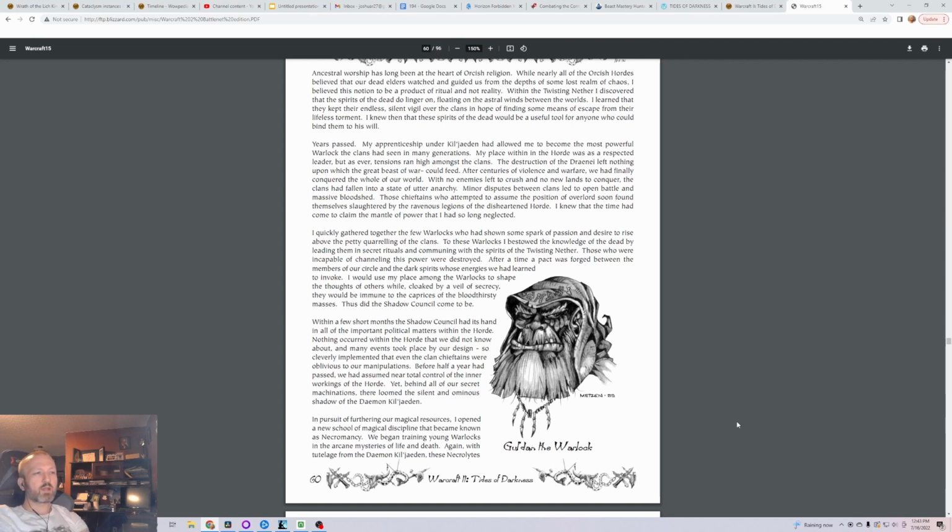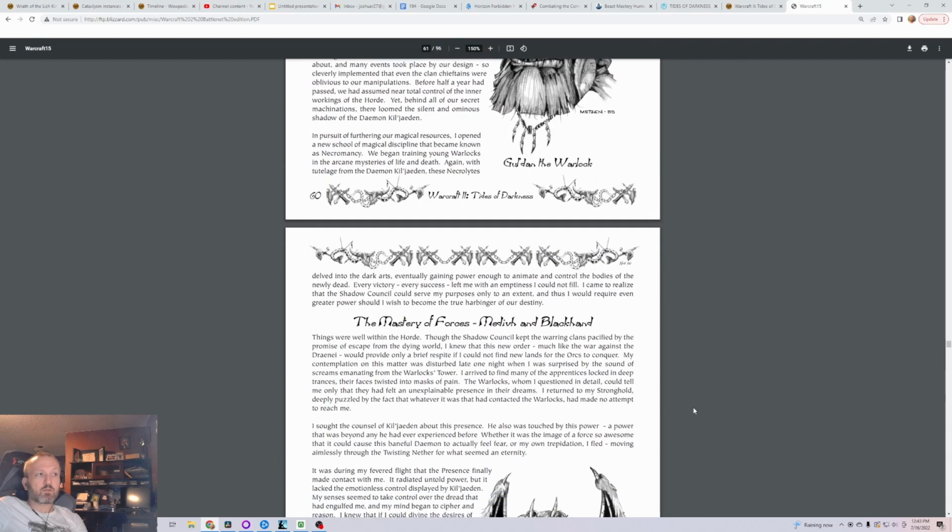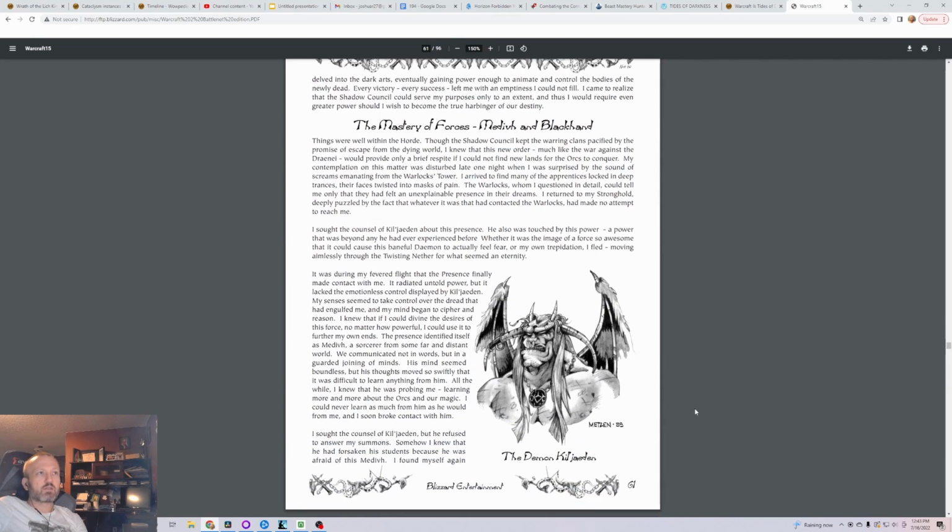In pursuit of furthering our magical resources, I opened a new school of magical discipline that became known as necromancy. We began training young warlocks in the arcane mysteries of life and death. Again, with tutelage from the demon Kil'jaeden, these necrolytes delved into the dark arts, eventually gaining power enough to animate and control the bodies of the newly dead. Every victory, every success, left me with an emptiness I could not fill. I came to realize that the Shadow Council could serve my purposes only to an extent, and thus I would require even greater power should I wish to become the true harbinger of our destiny.